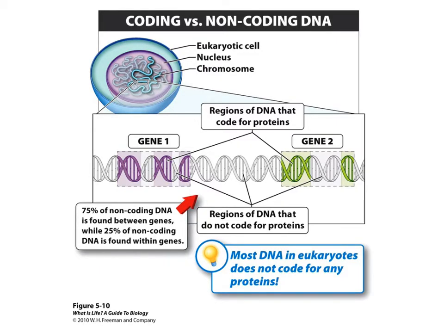In eukaryotes, there are two types of non-coding DNA. The first is the junk DNA that we find in between the genes. This junk does not code for anything. We also see non-coding regions found within the genes. So there are areas in each gene that do not actually code for any part of the protein.